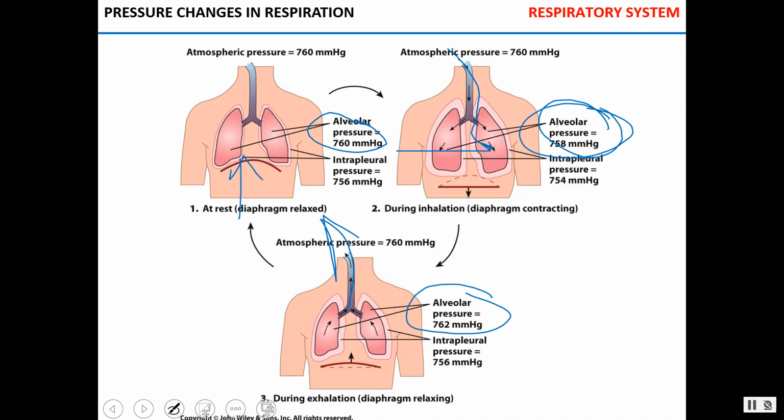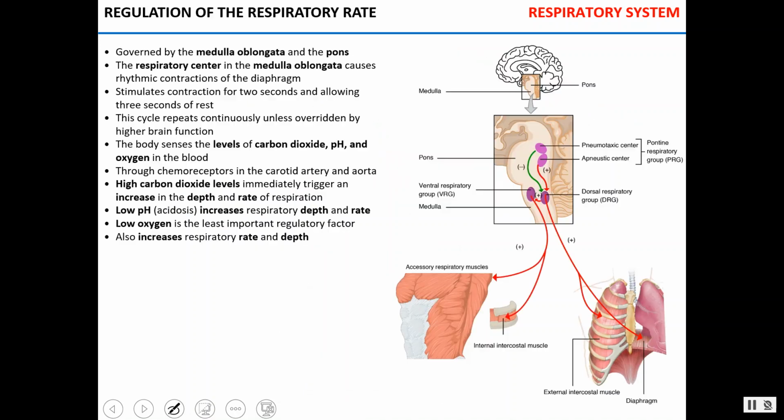Now, it's really interesting what happens when intrapleural and intrapulmonary pressure become equal. For example, if the chest is penetrated by a sharp object and atmospheric air rushes into the pleural cavity, and alveolar or intrapulmonary and intrapleural pressure become equal, lungs, due to their natural elasticity, will collapse, and this is called pneumothorax.